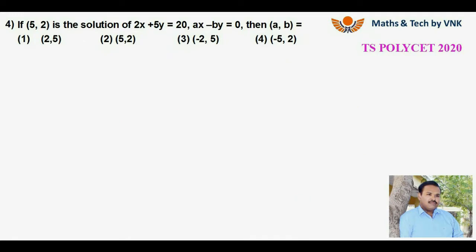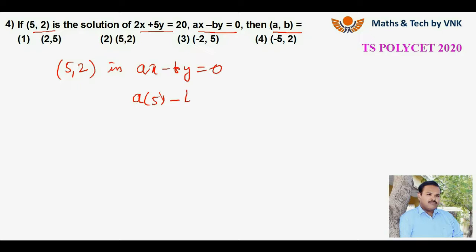Next question is, if 5 comma 2 is the solution of 2x plus 5y is equal to 20 and ax minus by is equal to 0, then find a comma b. Given that 5 comma 2 is a solution of both the equations, so substitute 5 comma 2 in ax minus by is equal to 0. So x is 5, so a into 5 minus b into 2 is equal to 0. So this is 5 into a minus 2 into b is equal to 0.